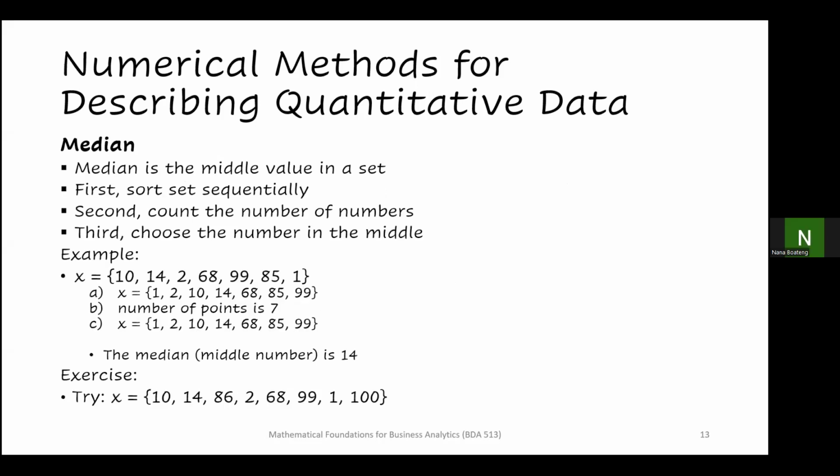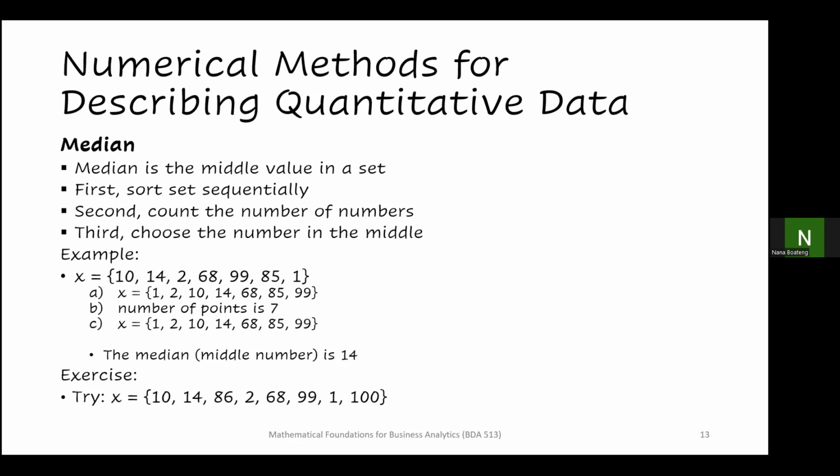Let's check the median. So the median is the middlemost value or the middlemost number in a set. So how do we go about determining the median? First of all, you need to sort your set sequentially from the highest to the lowest, or from the lowest to the highest, whichever. Okay, so from the lowest to the highest. When you sort it out, then you can count the number of observations. The one in the middle is your median.